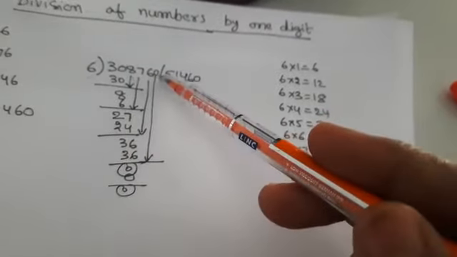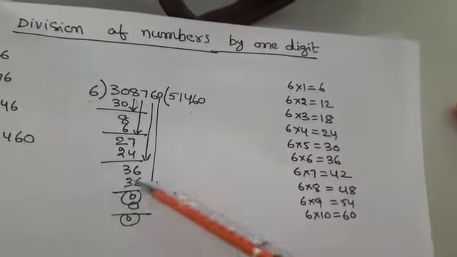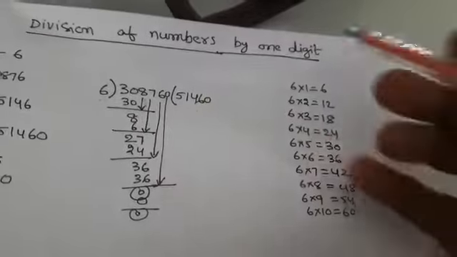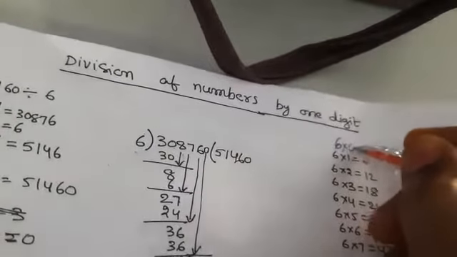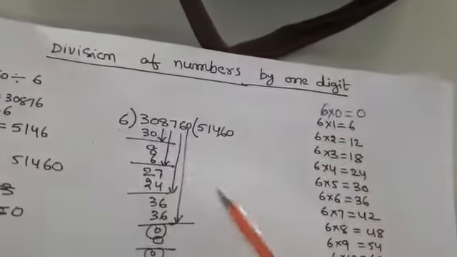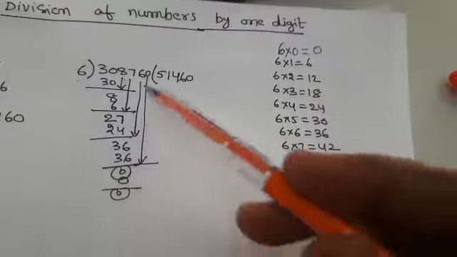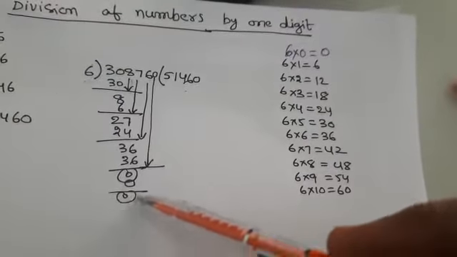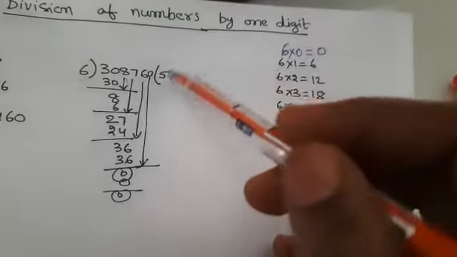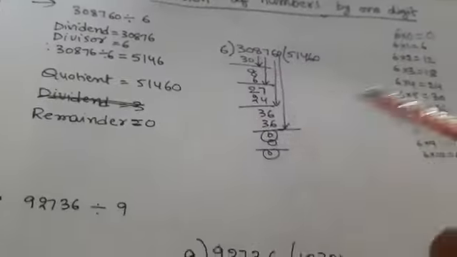Again you have one 0 there, so bring down that 0. Then how many times will it go? 6 zeros are 0. In the table you can write 6 into 0 is equal to 0. So 6 zeros are 0, it will go. All digits you have to bring down. After that you get the remainder 0. This answer is the quotient. Like this you have to do the division.